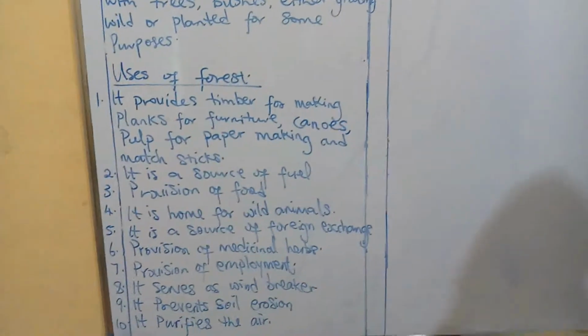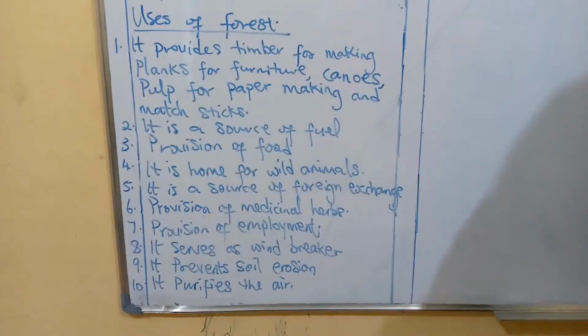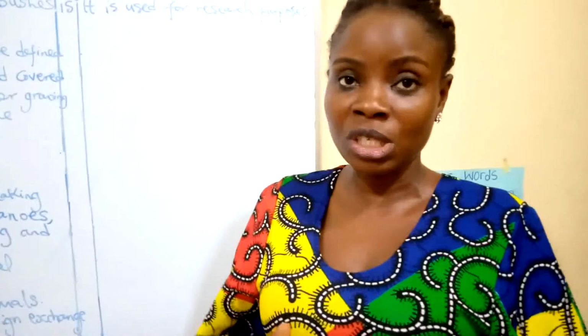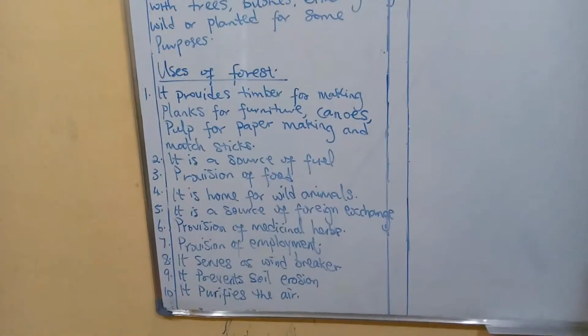Number seven, provision of employment. In Nigeria, for instance, we have forest reserves, and in these various forest reserves scattered all over the country, we have people working in each of them. They are there to preserve and guard wildlife so that they don't go extinct. Number eight, it serves as wind breakers.